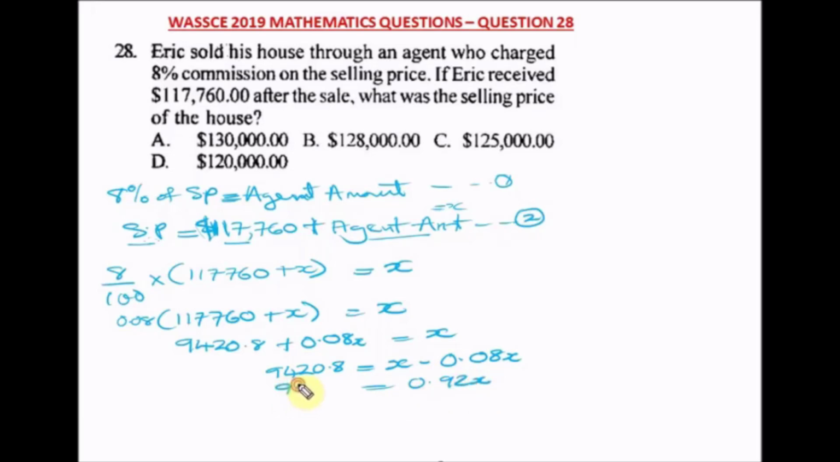0.92x. Alright, 9420.8. So divide both sides by 0.92. Okay, so this will cancel out this. When we divide this, what will x give us?